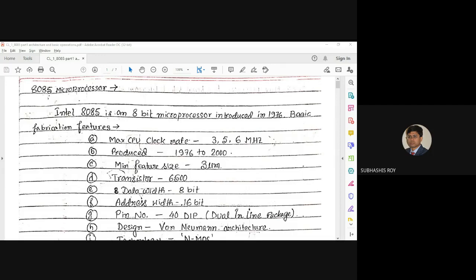The next point is when it was introduced. It was initially introduced in the year 1976, but as you can see, different versions were introduced. In 1976, the first 8085 was introduced. Then its upper versions, which can work with 5 or 6 megahertz frequency, were introduced between 1976 and 2000.